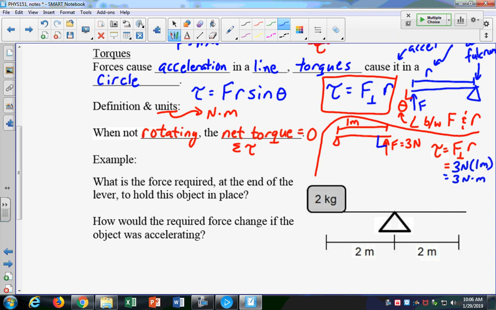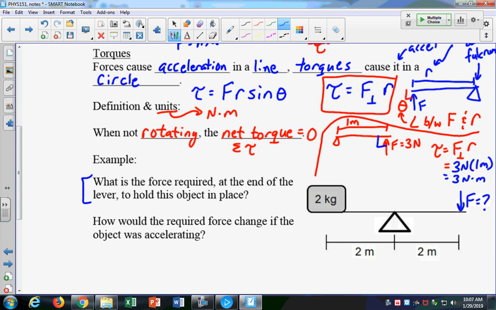Now we can apply that in a more complicated system, like a seesaw. It's a pretty big seesaw, like 12 feet long. So I have a seesaw, or a lever. I have a mass on one end, and I want to know what force I need to apply on the other end in order to set this thing into equilibrium. If I apply a force down here, what would that force need to be in order to hold this object in place?